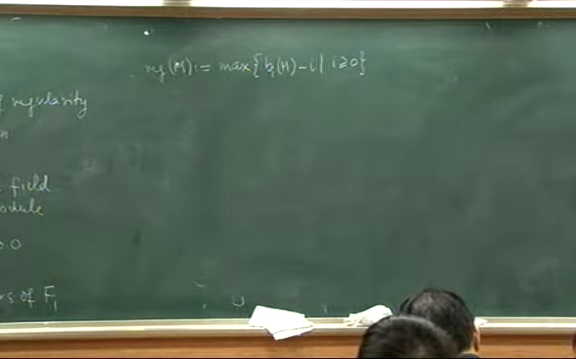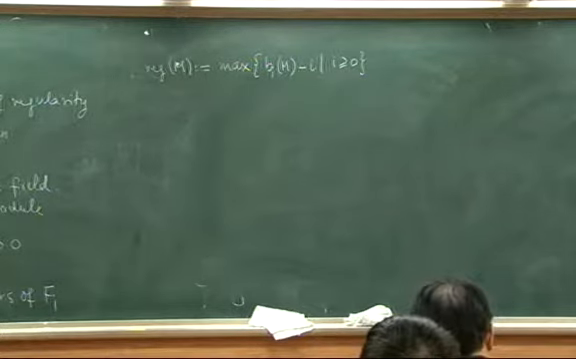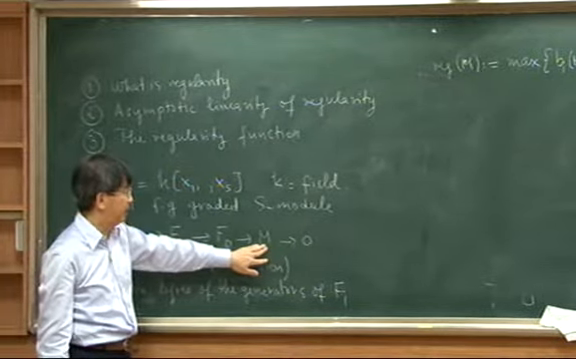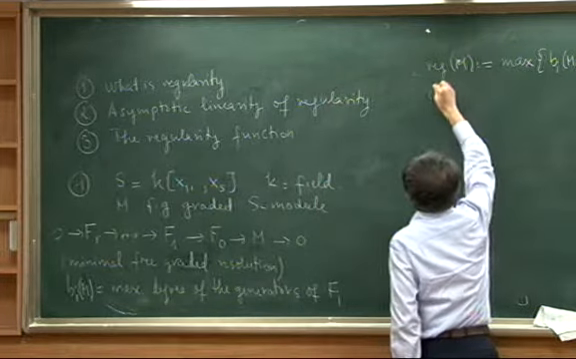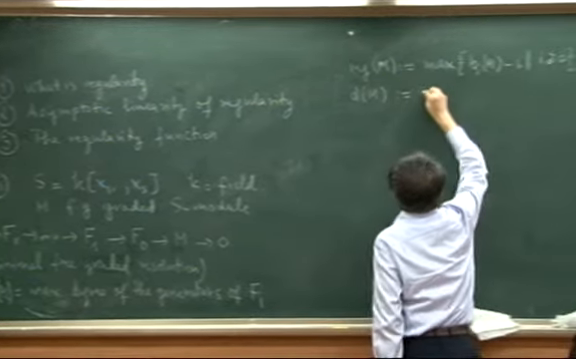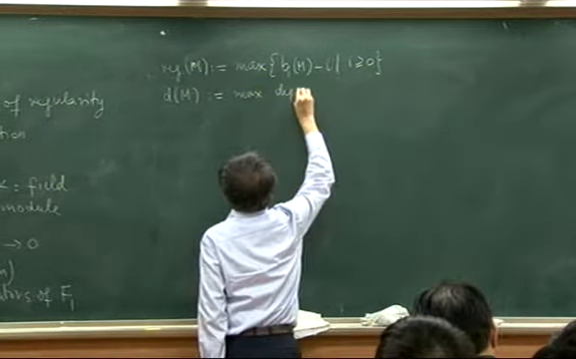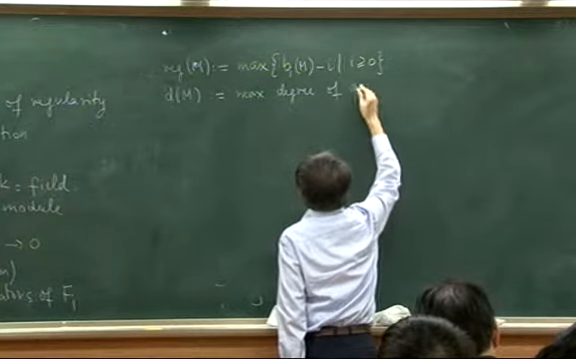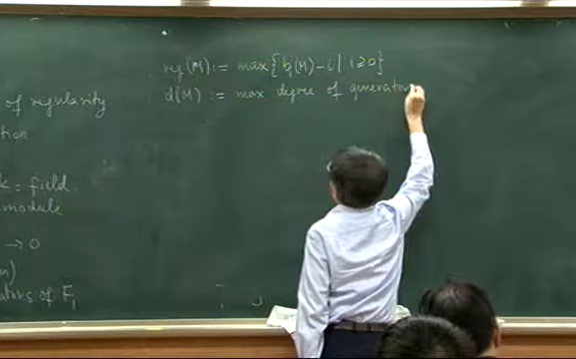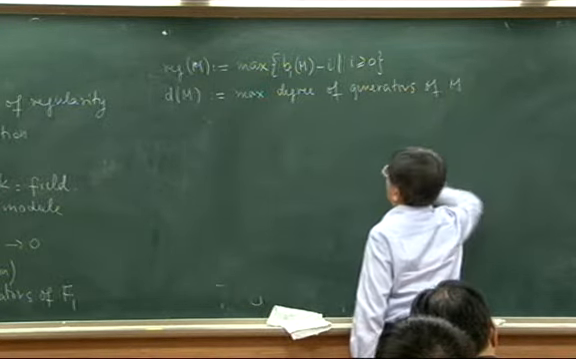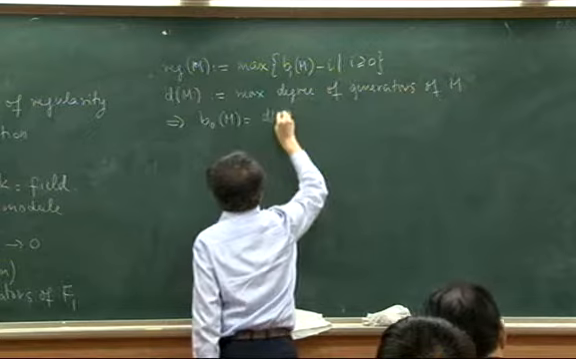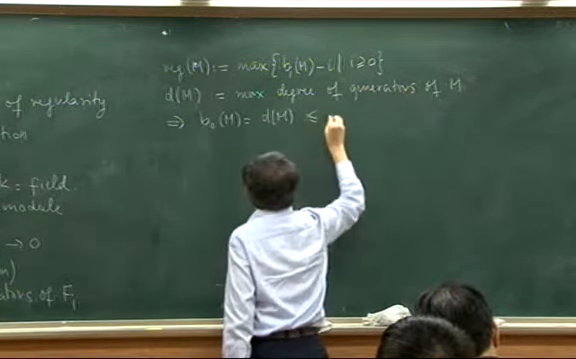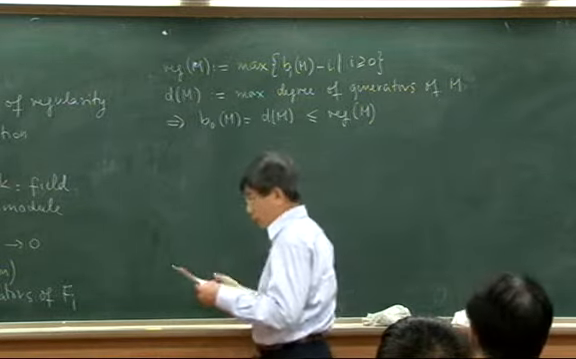In particular, if we want to construct the minimal free resolution, then you have to consider a set of basis elements of M, a minimal generating set, and from that we construct F_0. If we denote by d(M) the maximum degree of a minimal generator of M, then it follows that b_0(M) equals d(M). By this definition, that is less than or equal to the regularity of M.